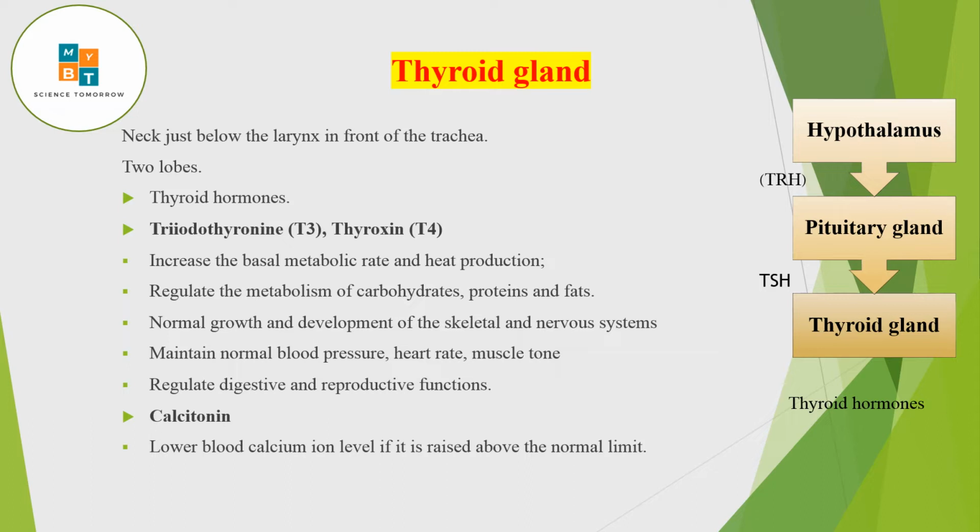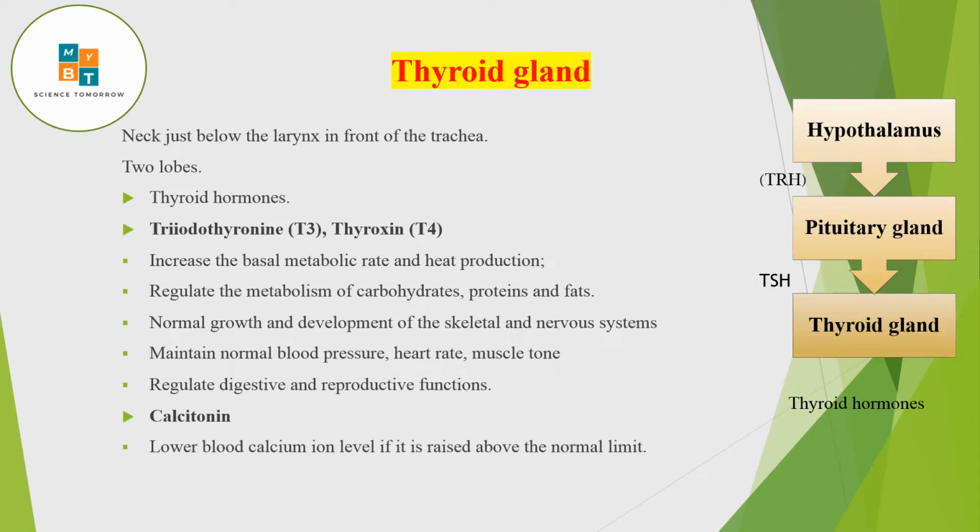TRH is secreted from the hypothalamus, and the anterior pituitary secretes TSH. TSH will control the thyroid gland. The thyroid gland will secrete thyroid hormone T4 or T3. Just like that, there's an axis. This is what you call the thyroid axis.